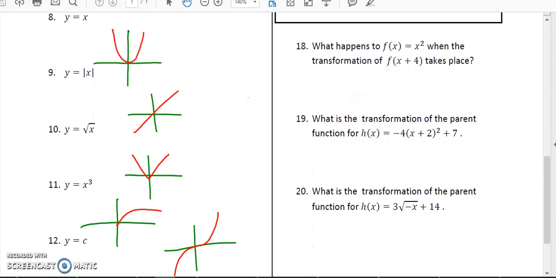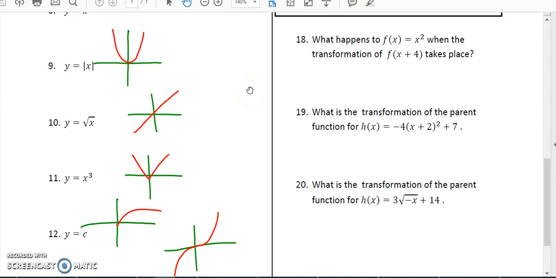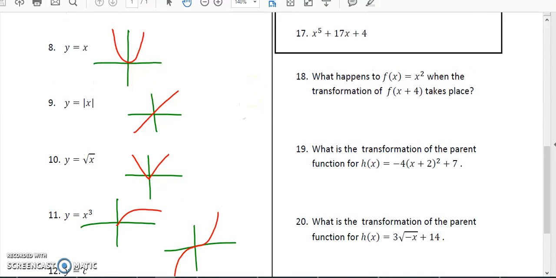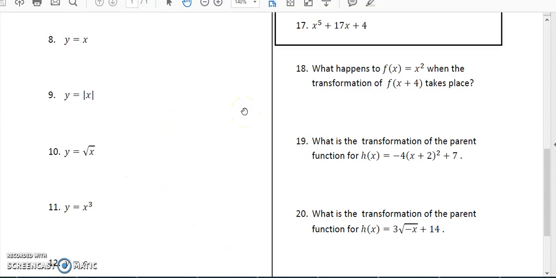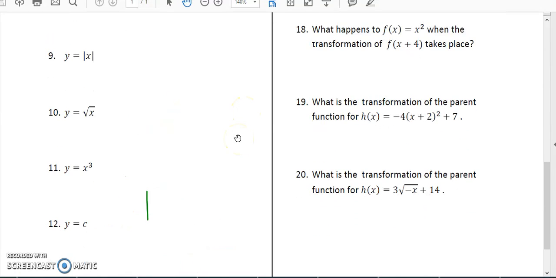Let's see, are there any more of them? Oh yeah, y equals c. All right, so y equals c, that's literally just a horizontal line.